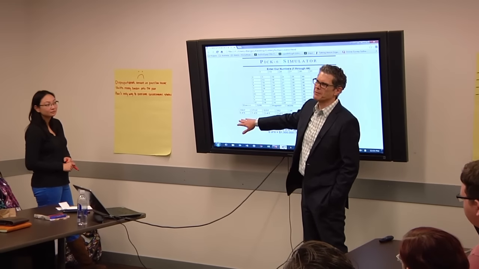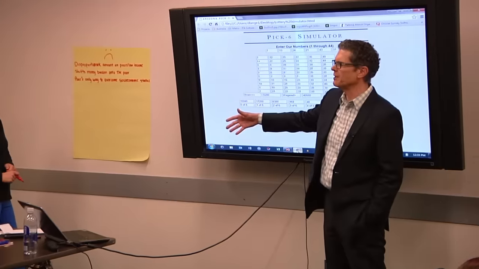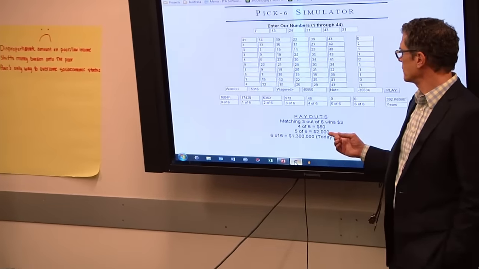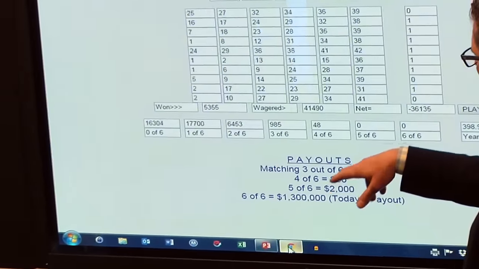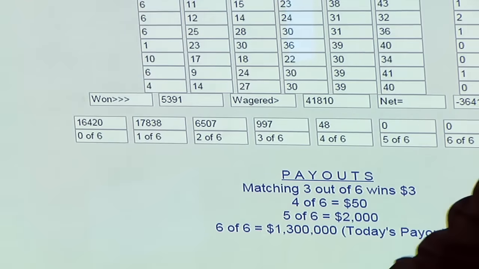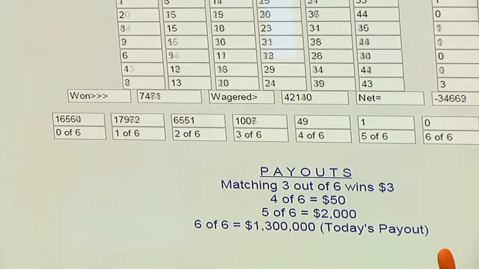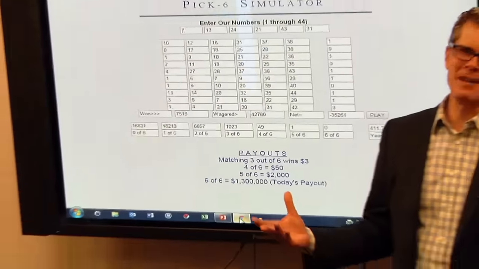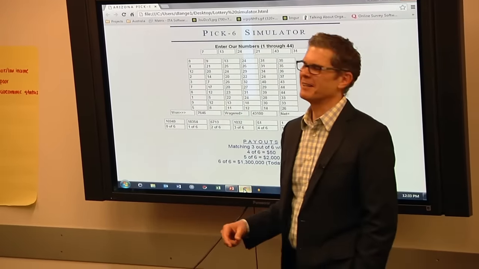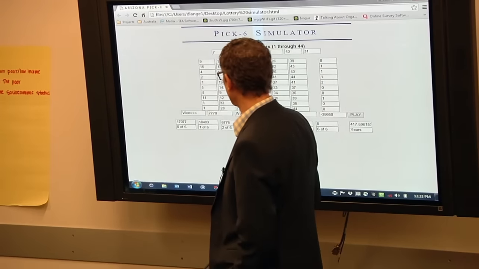Relatively easy to win 1 out of 6 and to get a $3 payoff. But don't you have to get 3 out of 6 to get the $3? I'm sorry, I said 1 out of 6. I'm sorry, 3 out of 6, it's the $3. And by the way, they know what you're going to do with your $3. You're never going to walk home with that. You're going to buy 3 more tickets.